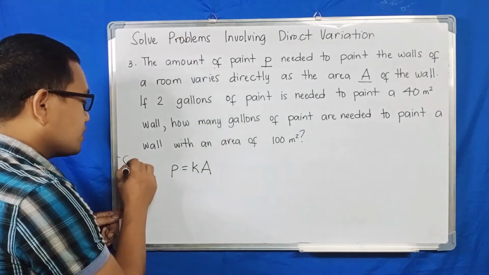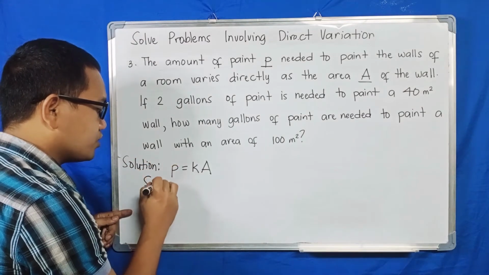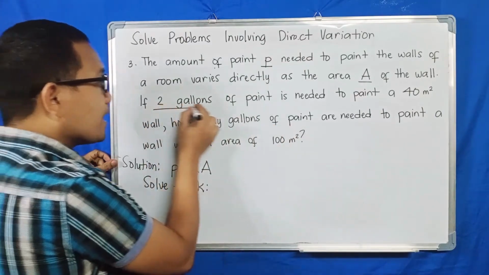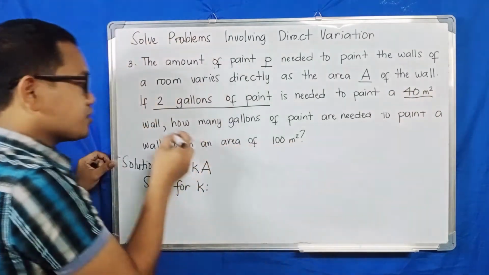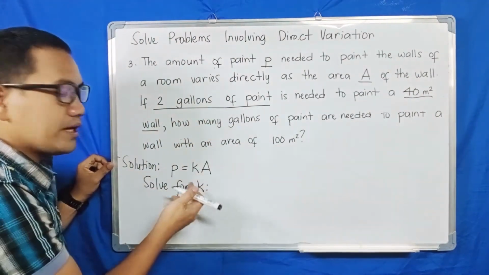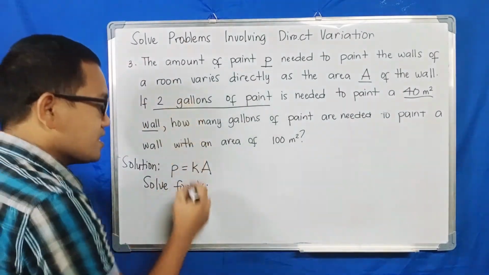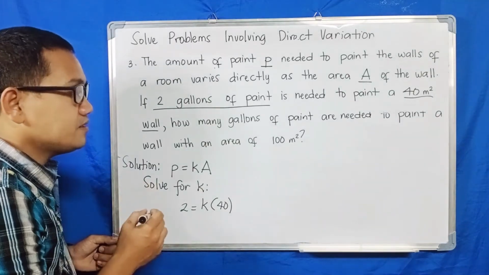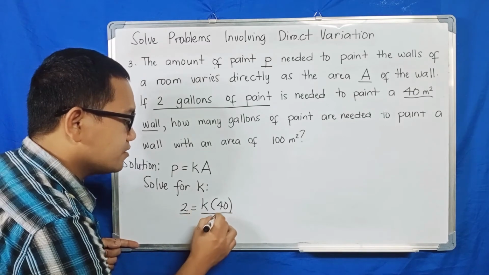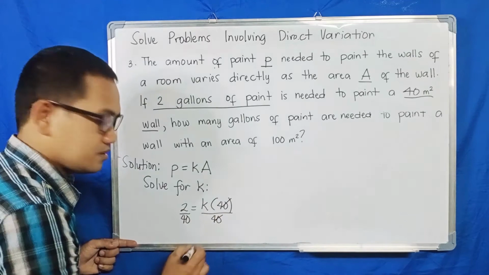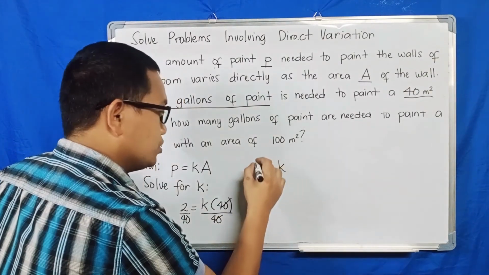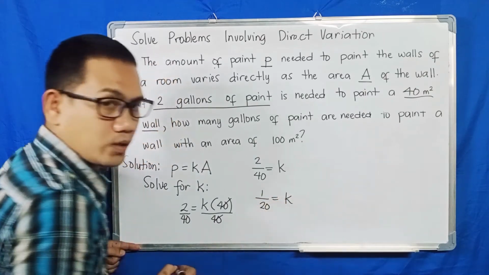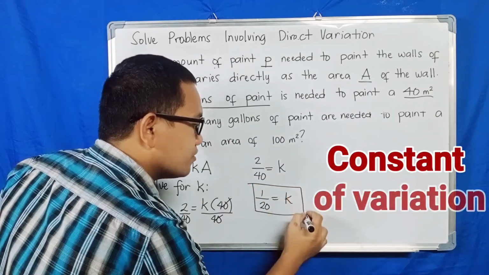So using this equation, we will solve for the constant of variation, or our K. So using the first set of given, which is 2 gallons of paint, and the area of our wall, which is 40 square meters, substitute this in our equation as we solve for K. So P, that is 2, K is unknown, and the area of our wall, which is 40. Then, we will try to divide both sides of the equation by 40. Cancel this out. K is equal to 2 over 40, or it can be simplified as 1 over 20. So this would be the constant of variation.